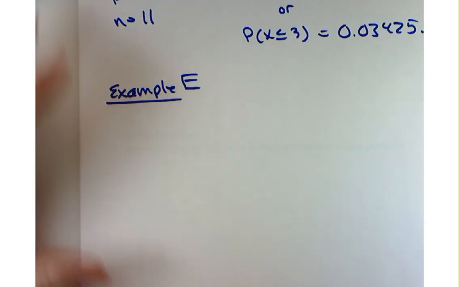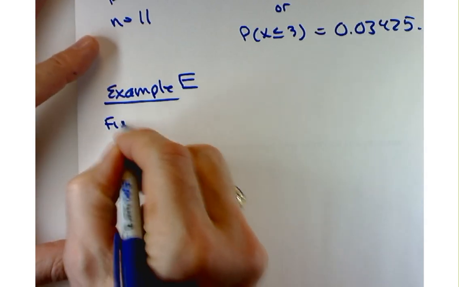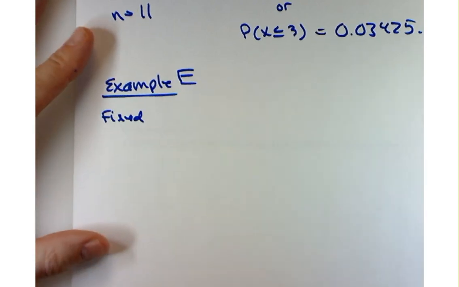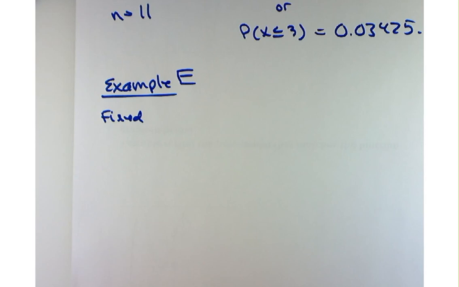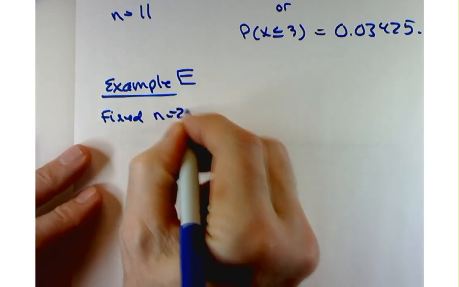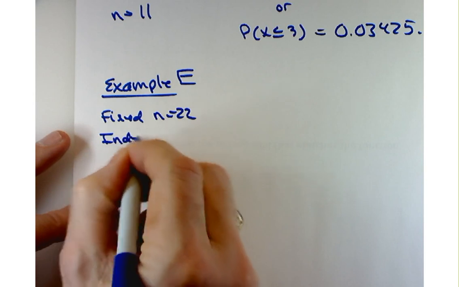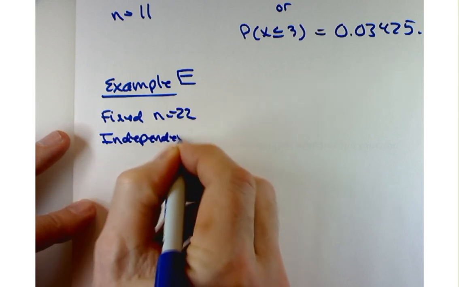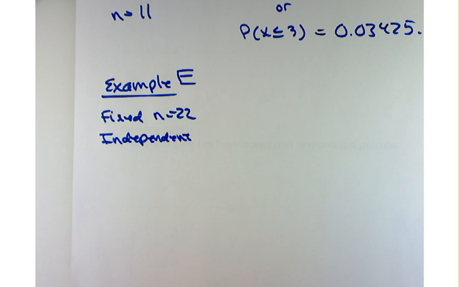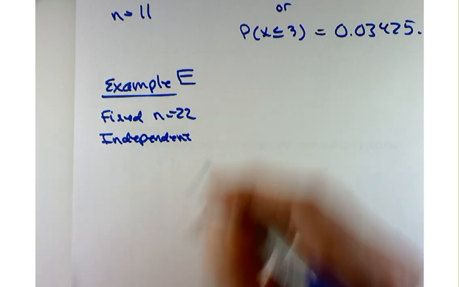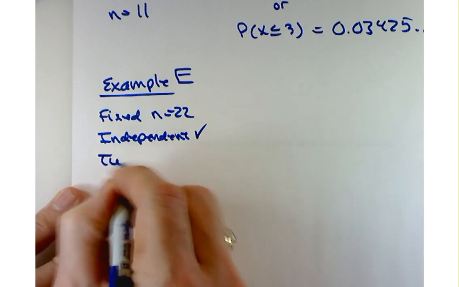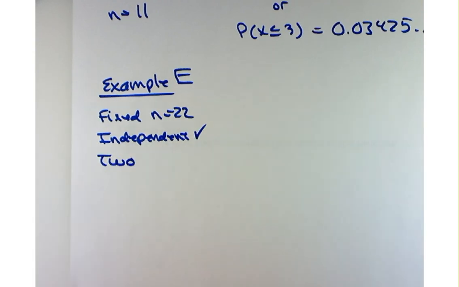First things first, is there a fixed number of trials? Yeah, n equals 22. Are they independent? Yeah. If somebody's chosen at random, what's happening with their eyes is not going to impact your eyes. Are there 2 outcomes? What are they? Correction or they don't. Yeah, you need it or you don't.